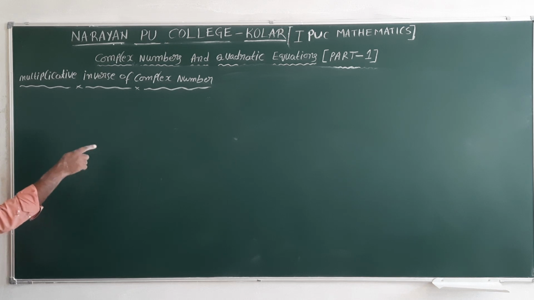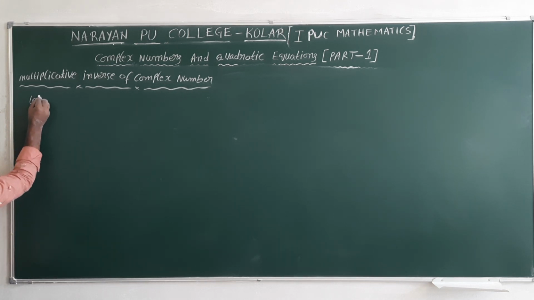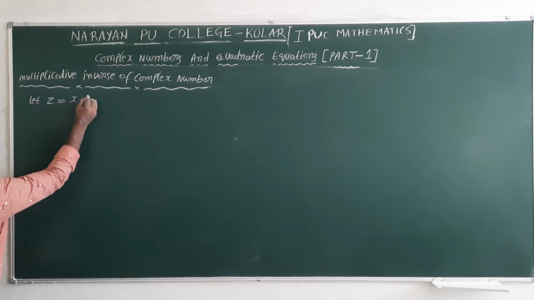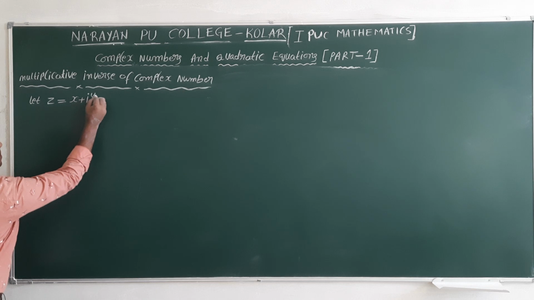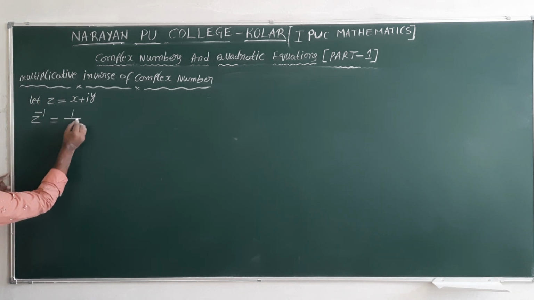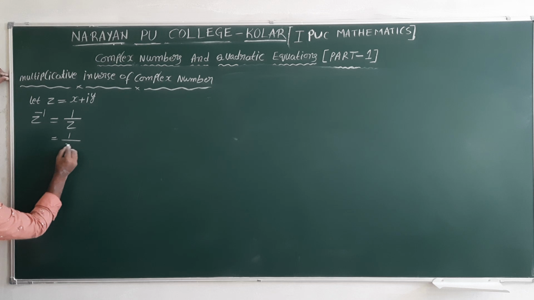Just now we know the multiplicative inverse is z inverse. So first let us take z as the given complex number, x plus iy, otherwise a plus ib. So how to calculate the z inverse? Z inverse is nothing but the multiplicative inverse. Z inverse we can write as 1 by z. 1 by z is 1 by x plus iy.